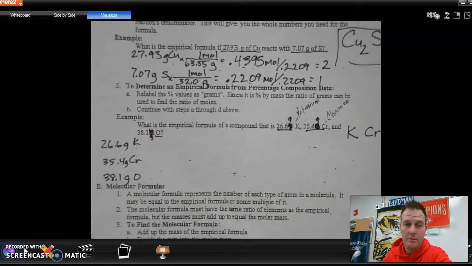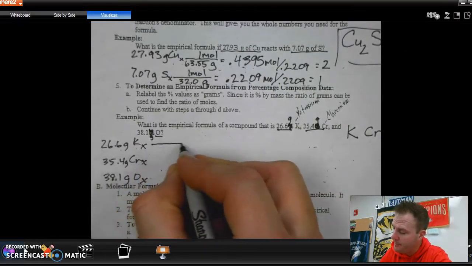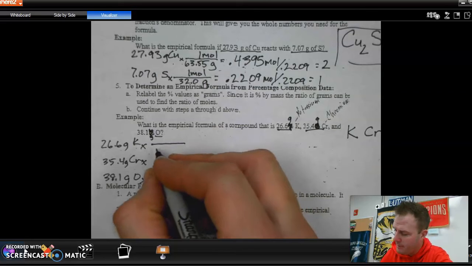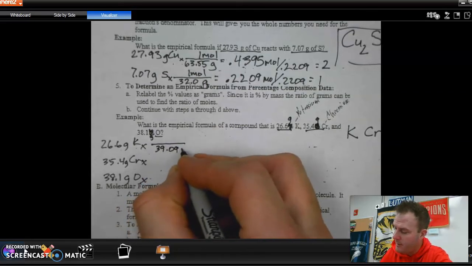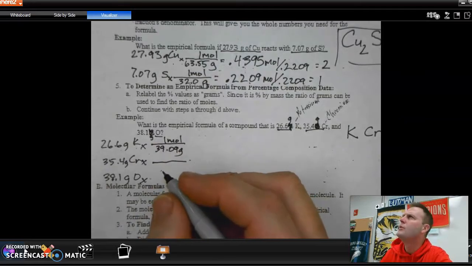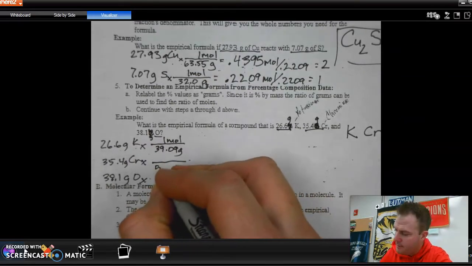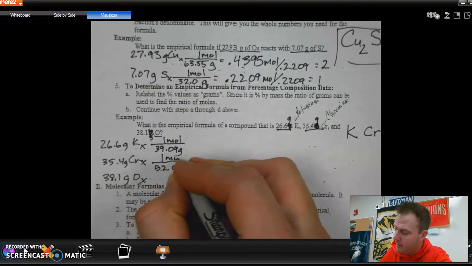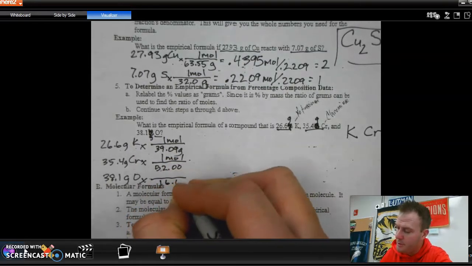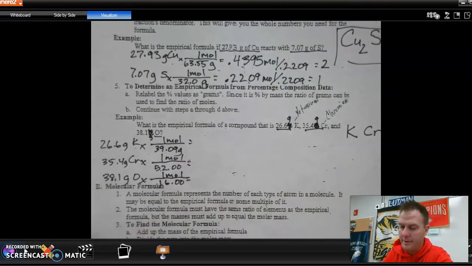Okay? So, let's change them to moles. If you're ready, I'm ready. Spaghetti shoes. Grams of K, 39.09 grams, that equals a mole. Chromium. Ooh, we haven't used chromium too many times. 52 grams, and that equals a mole. And then oxygen we use quite a bit. That equals a mole. So first things first, convert each one of these to a mole.